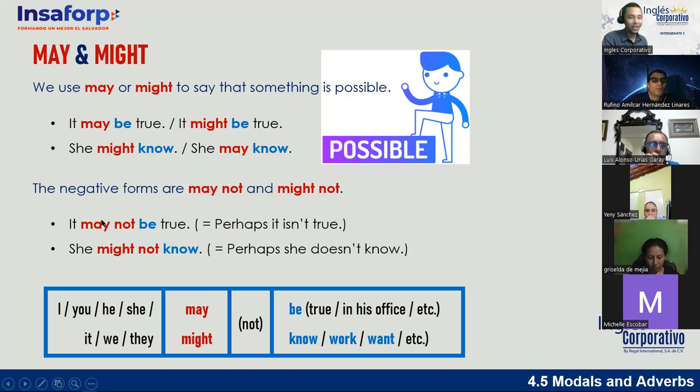Okay, negative, it may not be true. That means perhaps it isn't true. She might not know. Perhaps she doesn't know. Perhaps means maybe. Now, what is the cool thing about the modals? It's very nice. Take a look.